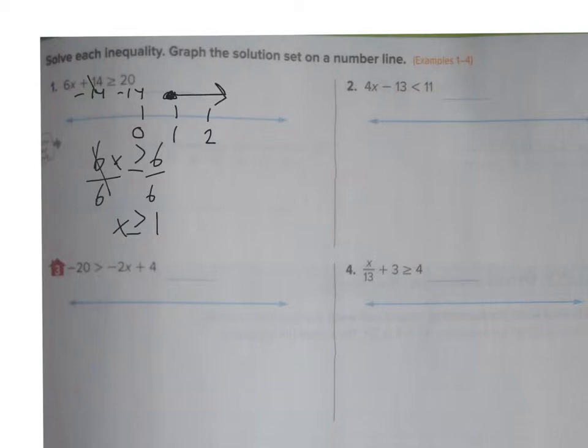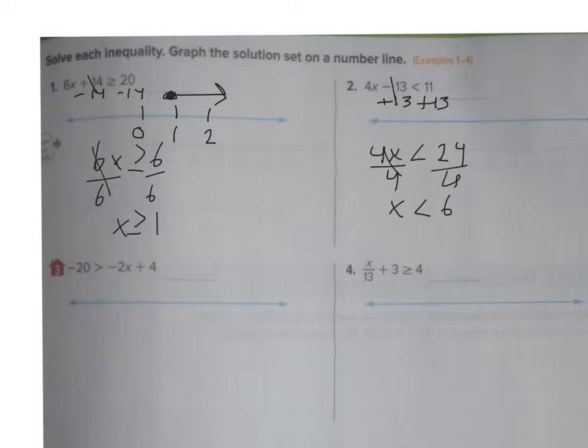For number 2, we need to add 13 to both sides. And we know that 4x is less than 24. We divide by 4 on both sides. X is less than 6. So that's our inequality solved.